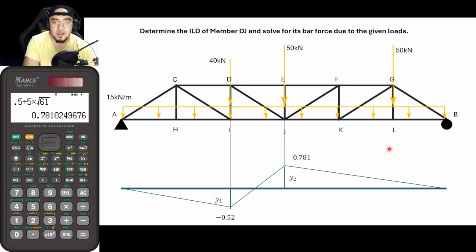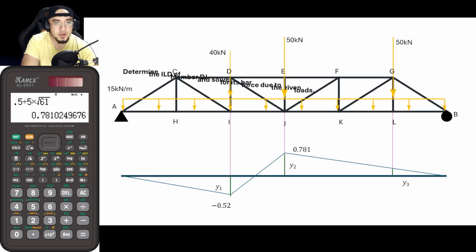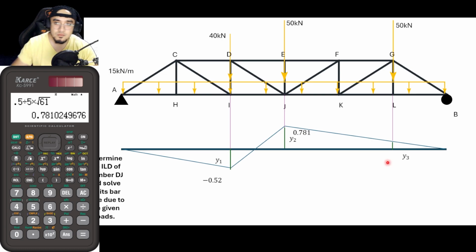What about for the other 50 kilonewton load? If you are to project it downwards, basically we do not know what that value is. So with that, let us solve for it. Let me just move the 0.781 force there, and let us solve for y3. For the value for y3, let us just get the ratio and proportion.